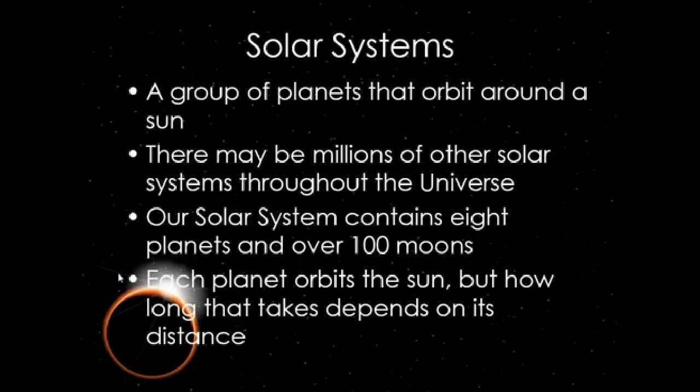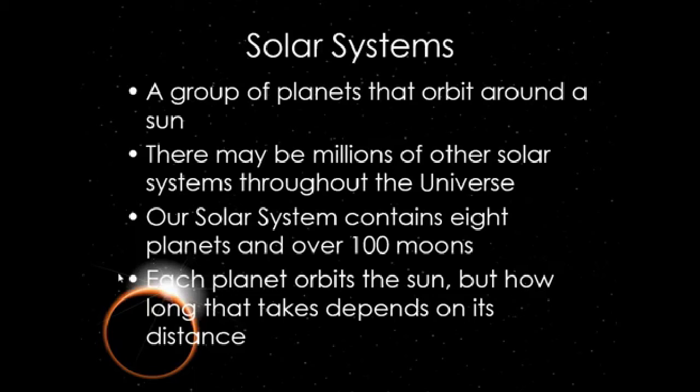Taking another step down now, we look at solar systems. Now, a solar system is a group of planets which orbits around a star, or a sun as we know it. Now, there may be millions and millions of other solar systems throughout the universe. There is no reason that any star, being as big as it is, couldn't have its own solar system around it. But we're going to focus just on our solar system for now.